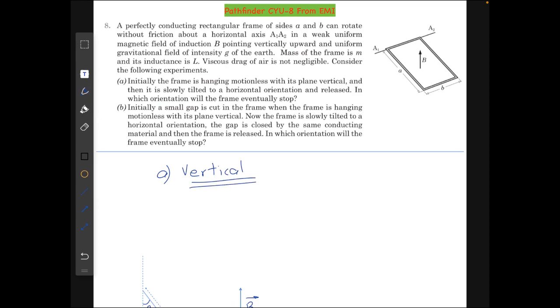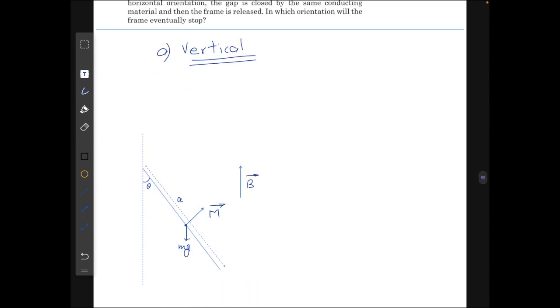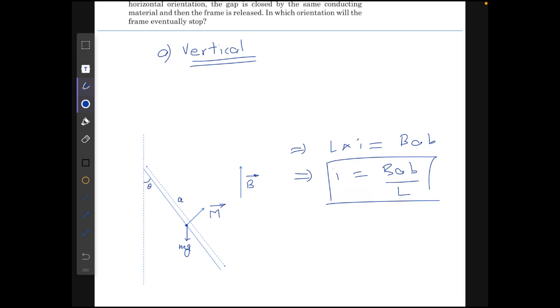Now for part B, here is the diagram I've drawn, and here are the equations we can get. First of all, the inductance times the current should be equal to the flux through the coil initially, which was B times AB when it was put in a horizontal position and then it was left. So from here the current I equals BAB over L, where L is the inductance. So the magnetic moment vector M will be equal to I times the area vector, which is AB, in the direction as shown in the figure.